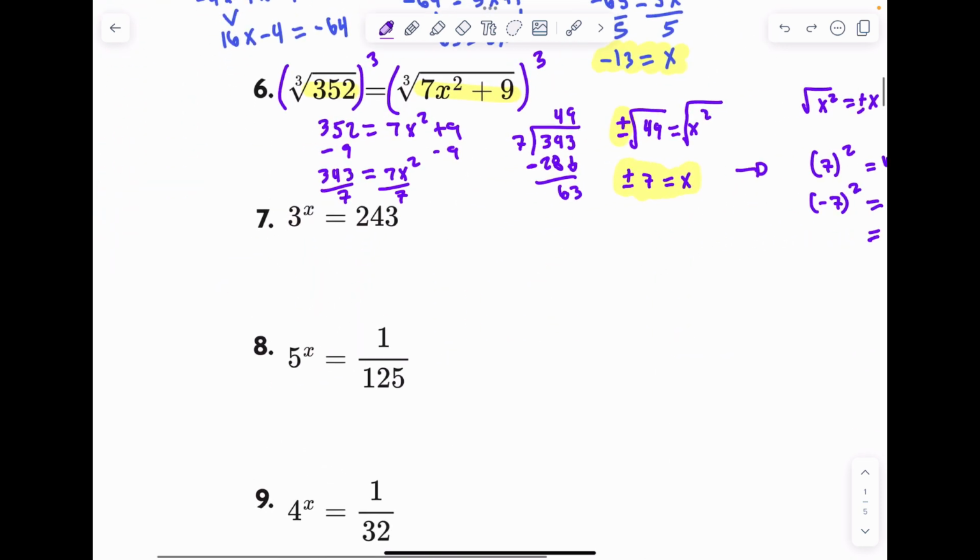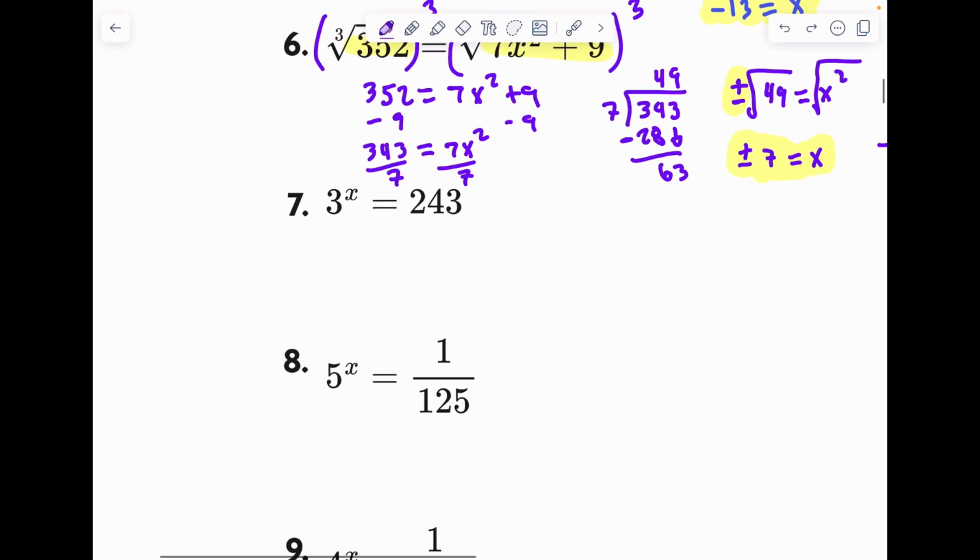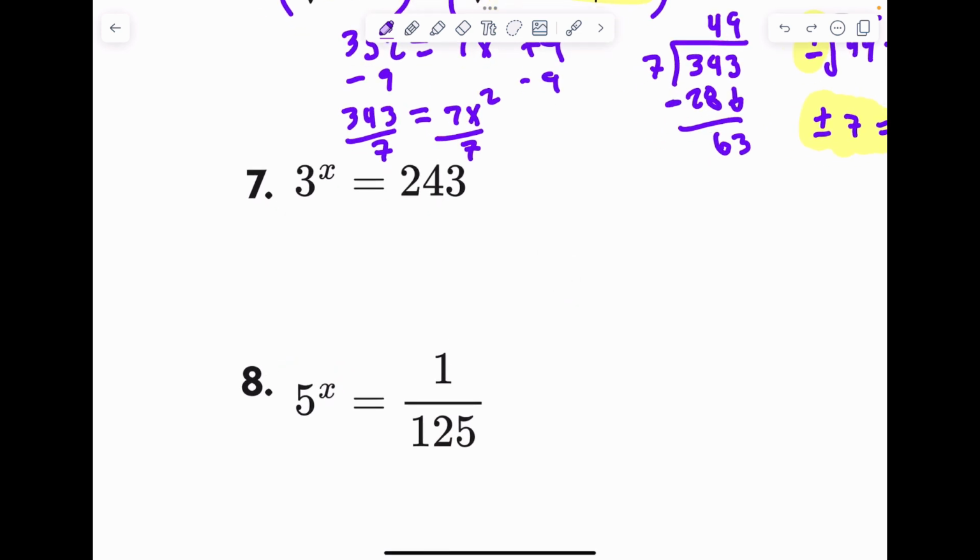Number 7. So this is an exponential equation, right? So I have 3 to the x equals 243. Okay, so we haven't covered logs yet, right? We're going to have a fun time with that soon. But for now, I want to rewrite this 243 as a power of 3, okay? So now I get 3 to the x is equal to 3 to the same base, this magic number, okay? So what number is going to be there, okay?